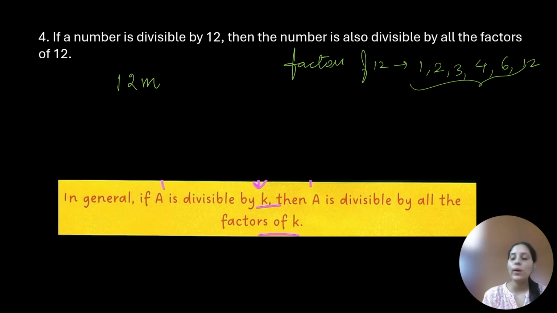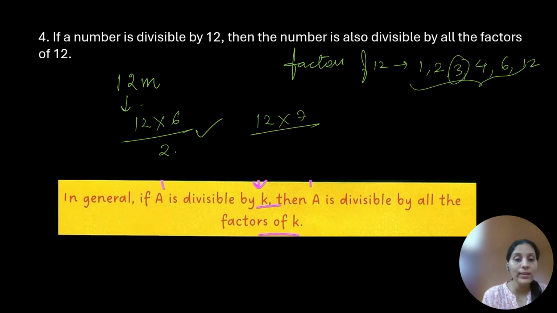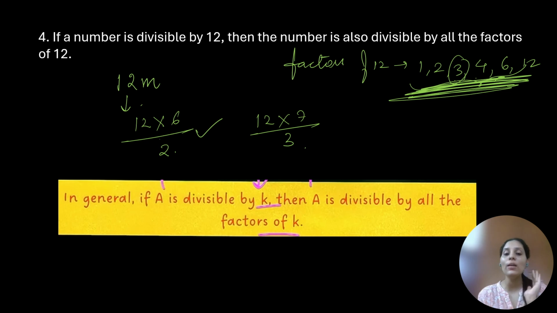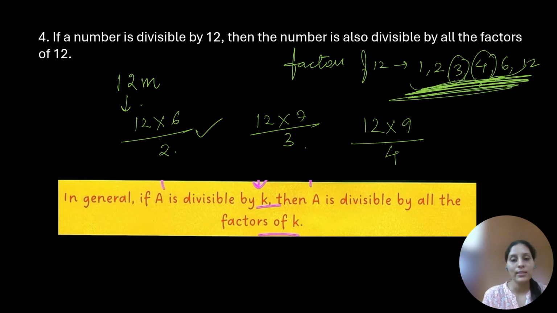Yes, it is. Now 12 can be written as 12 into 6. So is this divisible by 2? Yes, it is. If I multiply 12 sevens and then divide by its factor 3. So all these factors have 12 in their table. See, 12 into any number. Let's take 9. Is it divisible by a factor? Yes, it is.